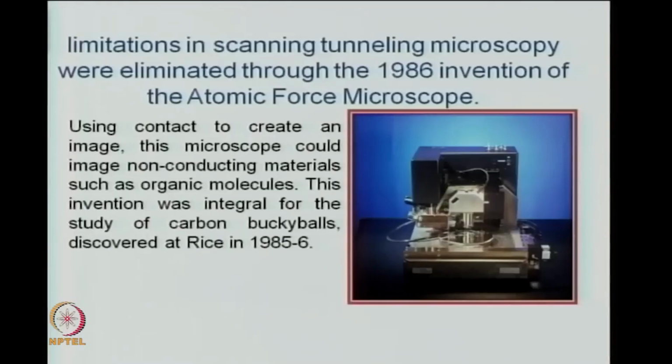However, the most important discovery probably was the discovery or invention of the atomic force microscope by the same people who invented the scanning tunneling microscope, and the AFM was invented in 1986. And using this microscope, any nanostructure could be seen, like non-conducting molecules, organic molecules, which could not be seen earlier using scanning tunneling microscope. So, the discovery of the atomic force microscope probably was one of the most important inventions in the development of nanoscience and nanotechnology.